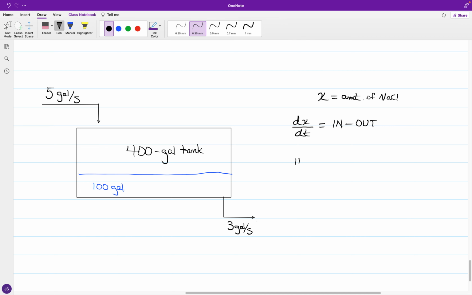And for what we have going in, in terms of the flow rate, we have 5 gallons of solution per second. And for what is going in in terms of the concentration of salt, we have 1 pound of salt per gallon. And applying the units cancellation, for what we have going in, we have 5 pounds of salt per second.